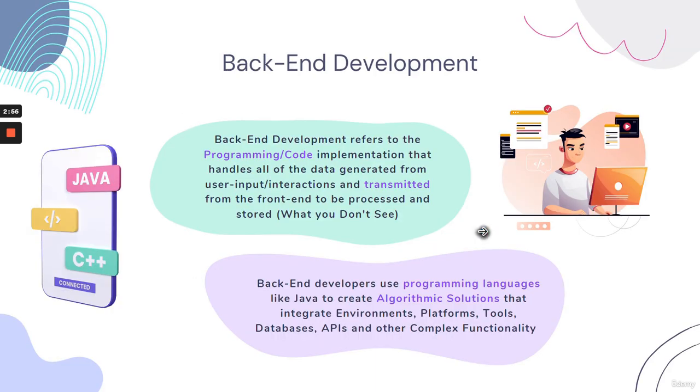The second type of development involved in this process is backend development. Backend development simply refers to the programming or code implementation that handles all of the data generated from the user input or interactions and transmitted from the front end to be processed and stored in the backend. Basically, you can think of backend development as what you don't see happening behind the scenes of a mobile application. Backend developers use programming languages like Java to create algorithmic solutions that integrate environments, platforms, tools, databases, APIs, and other complex functionality into the application.